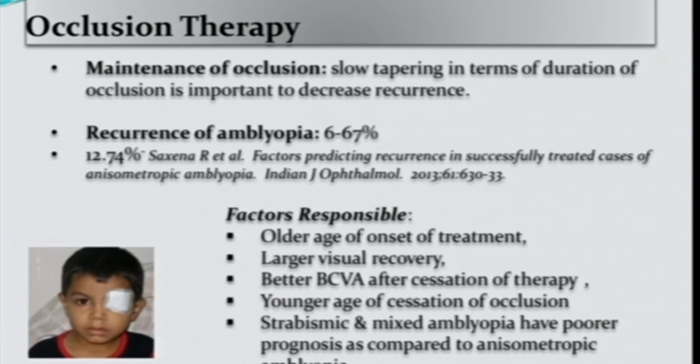For maintenance of occlusion therapy, the Pediatric study has shown that rather than abruptly stopping the occlusion, we should slowly and gradually taper it in terms of duration. So from 6 hours, you make it 4 hours, then 2 hours, depending on the response of the patient. And you have to continue occlusion till the age of plasticity is over.